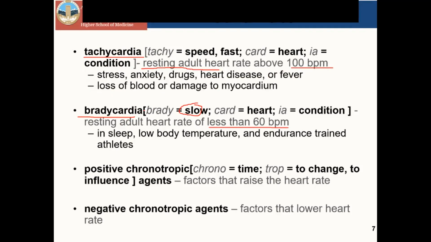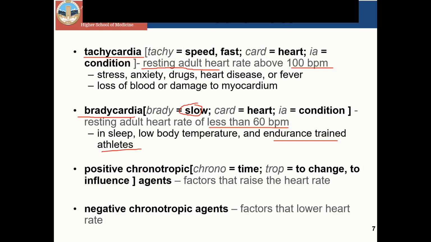Don't confuse bradycardia with the exercise-increased heart beating, okay? It's important. Next, bradycardia occurs when you sleep, with low body temperature, or in endurance trained athletes. Again, as I said, in endurance trained athletes the ventricles are hypertrophied and the diameter of the ventricles is increased. That's why their stroke volume is increased too. They don't need so much heart rate to produce normal cardiac output. That's why they have bradycardia.